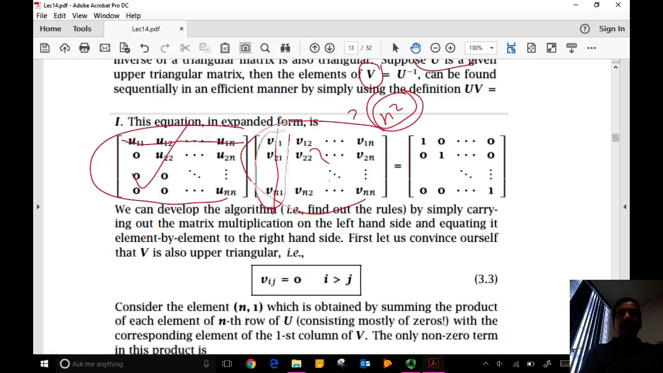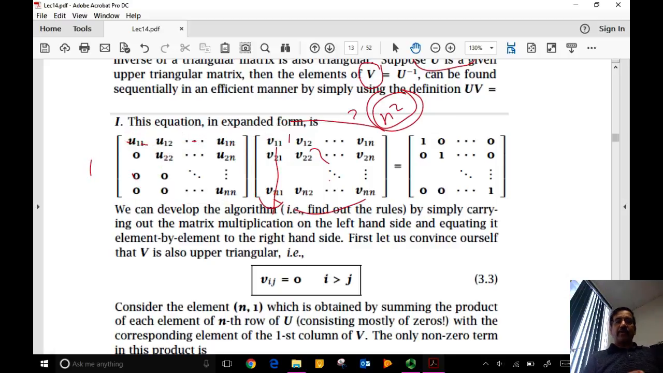But look at what happens when I pick the correct row and the column to carry out the multiplication. For example, I take the last row and multiply it with the first column. What happens? 0 times that, 0 times the second one, they are all 0, right? So I have Unn times Vn1 equal to 0. But Unn is not equal to 0. If it is equal to 0, what happens? The determinant is 0, you cannot invert it, right? So it is not 0. So what can you conclude from that? Vn1 is 0, right?